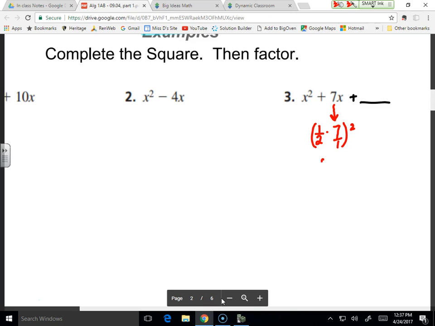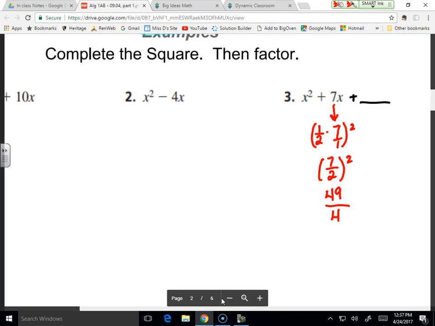You can put 7 over 1. And you can just leave it as a fraction and not have to go to a decimal and say, what is 7 times 7? Because it's 7 over 2 times 7 over 2. 7 times 7 would be 49. And what's 2 times 2?